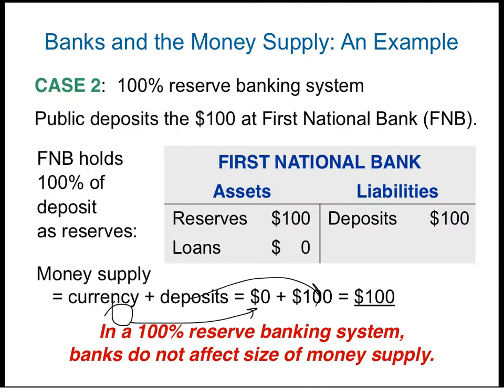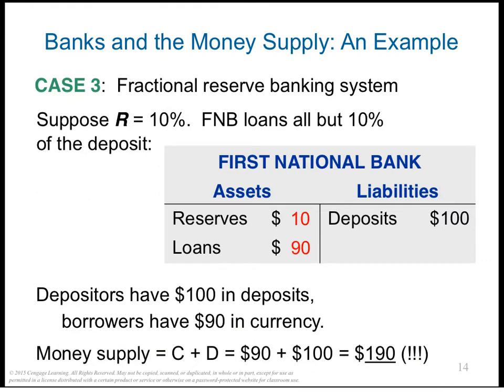If banks hold all deposits in reserve, banks do not influence the supply of money in the economy, but the form of money changes from currency to deposit accounts, okay? So make sure you understand this statement. In a 100% reserve banking system, banks do not affect the size of the money supply. They are not loaning any money out, okay?